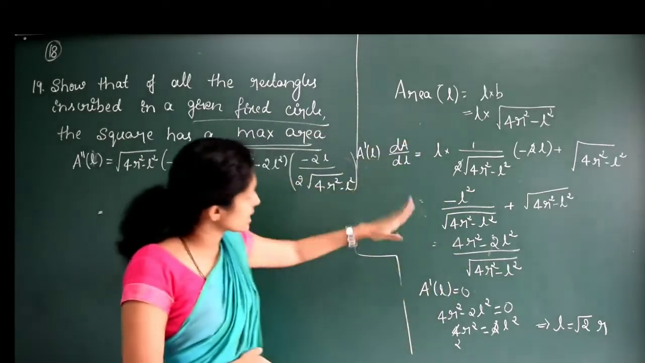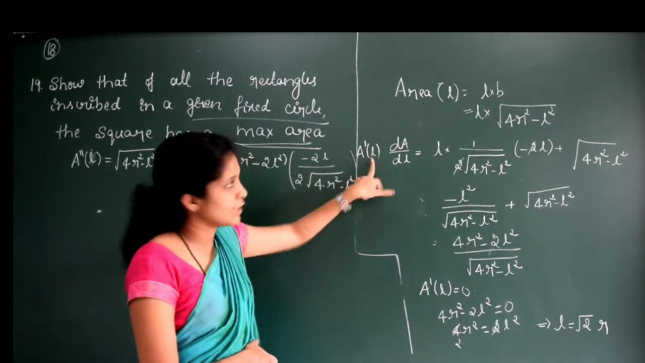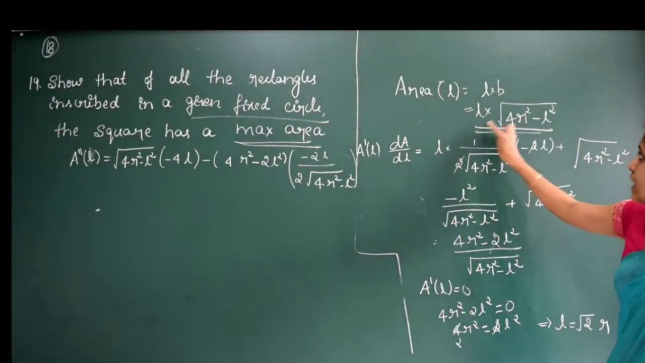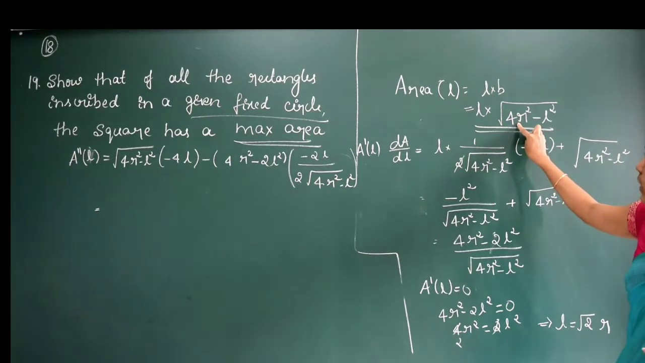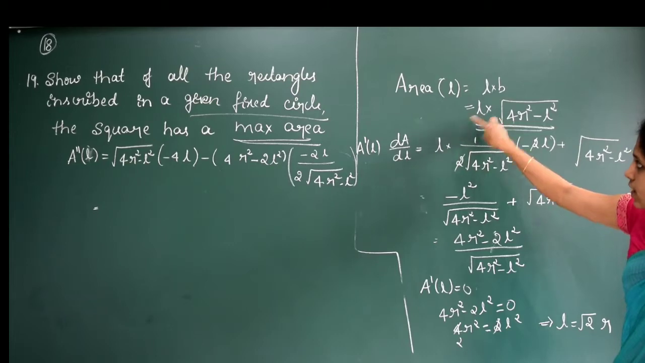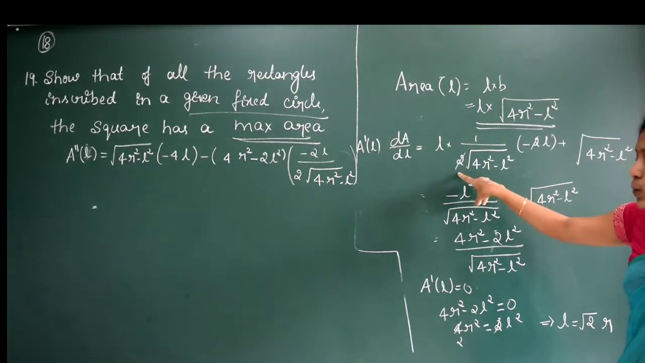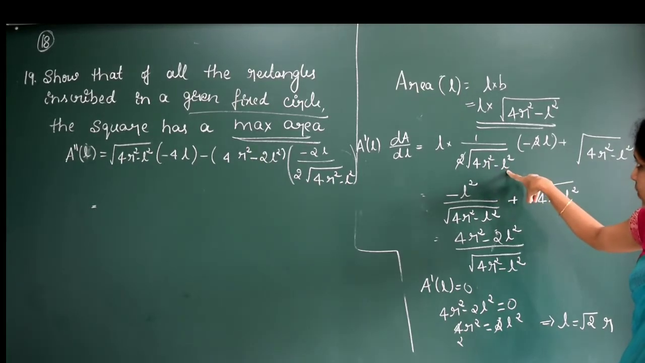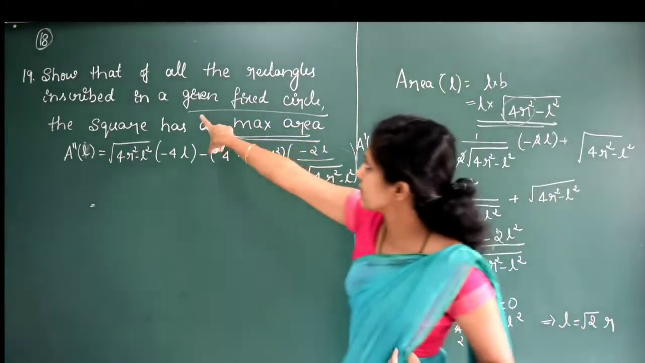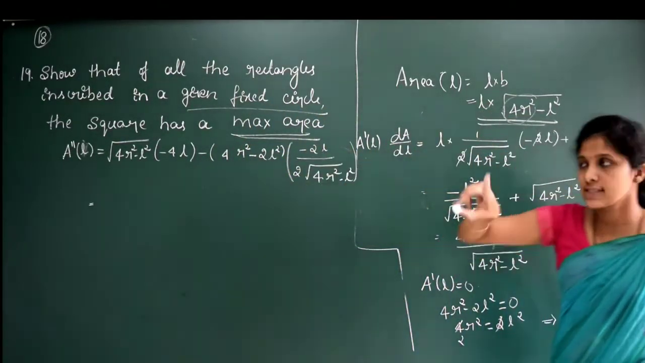Now let's just see this one. Here we got A of L, then A dash of L, differentiating with respect to L. Here two functions are there: L into root of 4R square minus L square, right? So we need to apply the product rule. So L as it is, derivative of root x will be 1 by 2 root of 4R square minus L square. Then 4R square is a constant because it is given that it is inscribed in a fixed circle. Radius will be constant, so its derivative will be equal to 0.